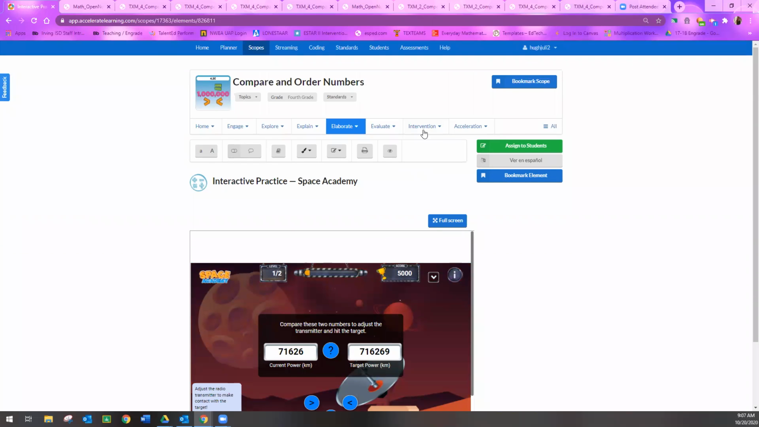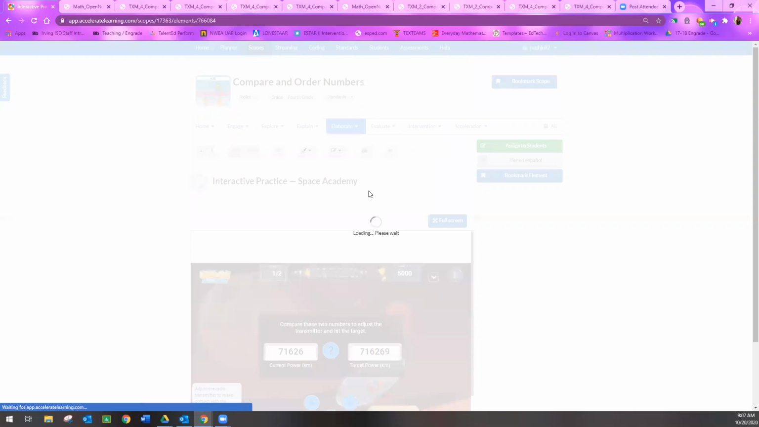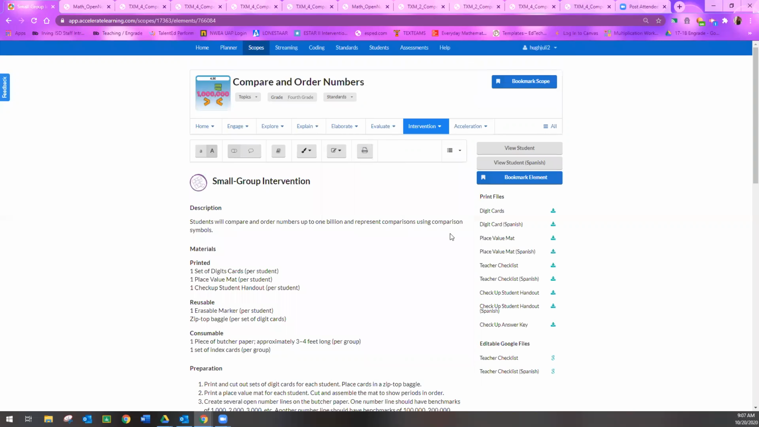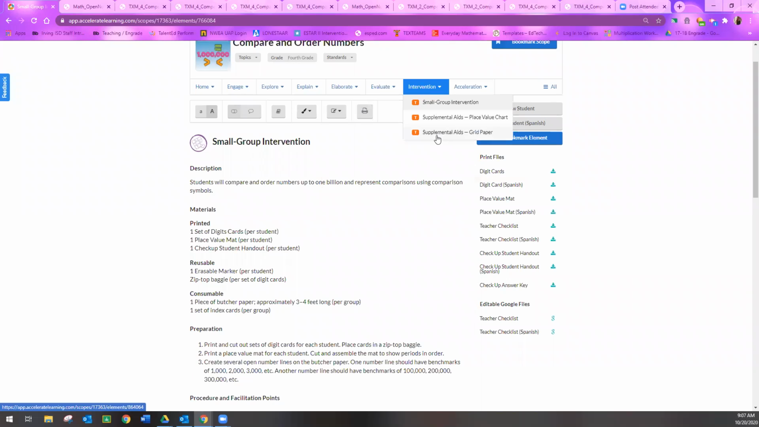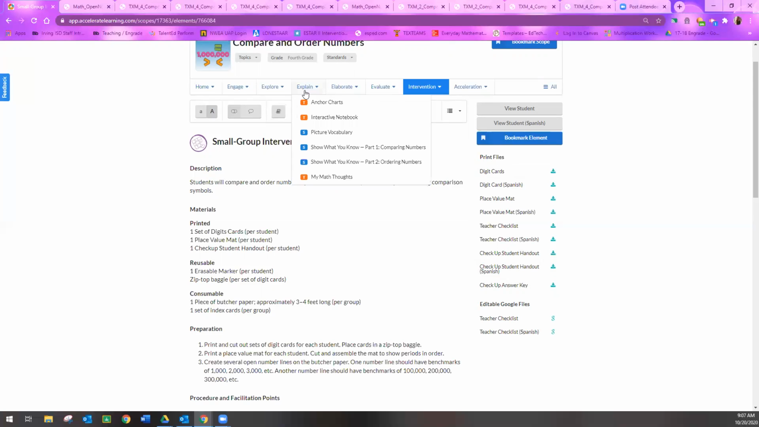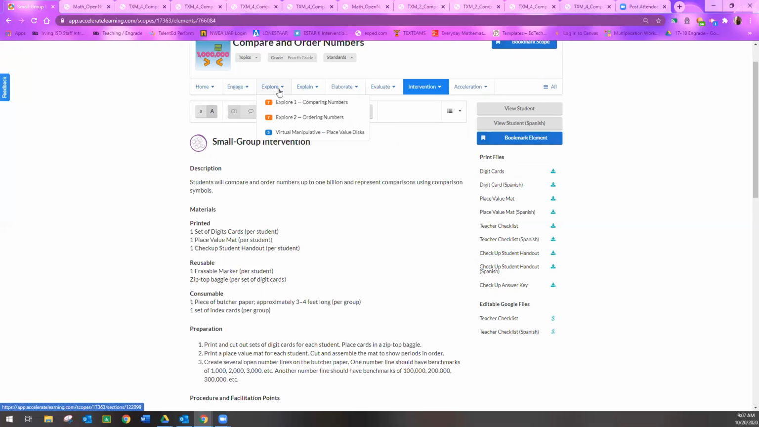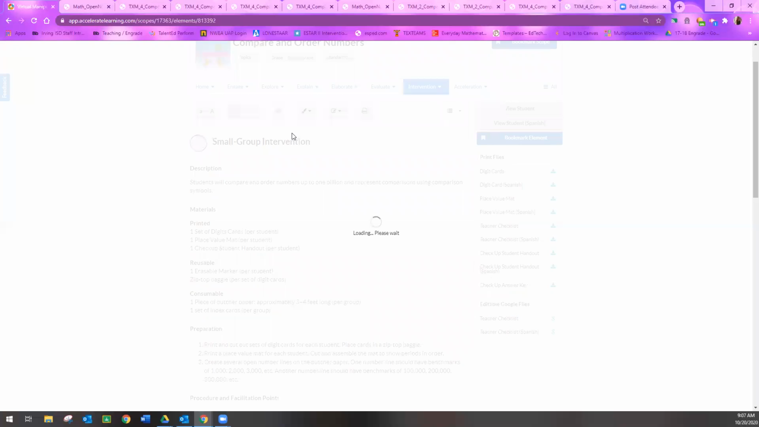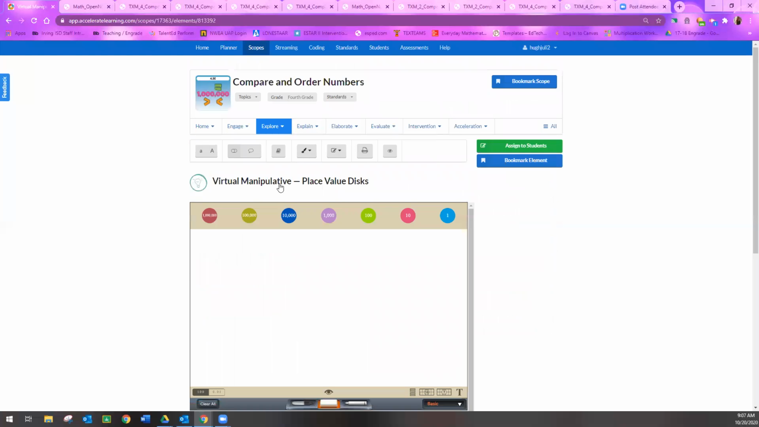So again, you can go into your intervention lesson and print this and everything you need. You have your supplemental aids, all of these items that you can print. And if you go to the explain, I think it's explain. No, it's explore. If you go under explore, they also have virtual manipulatives. So if you're doing your intervention lesson virtually, or you don't want them to touch all of your manipulatives, then under the Explore tab, there are virtual manipulatives. So here's your place value discs.